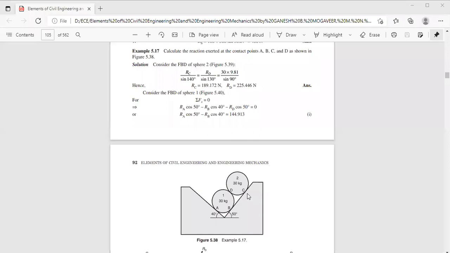And here RC, the reaction force, acts perpendicular. So the angle made by this with respect to the horizontal axis is 40 degrees. So now you have to draw two free body diagrams, one with respect to sphere 1, the other with respect to sphere 2.